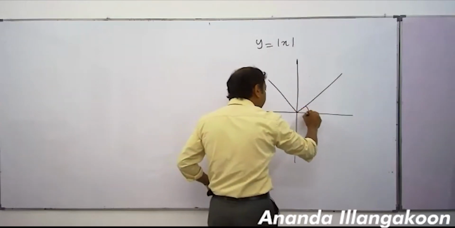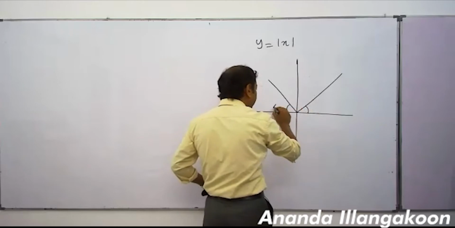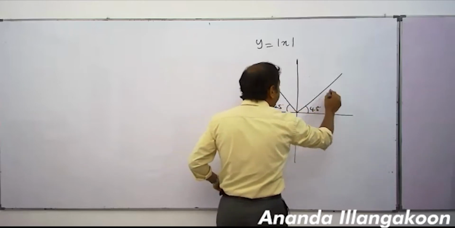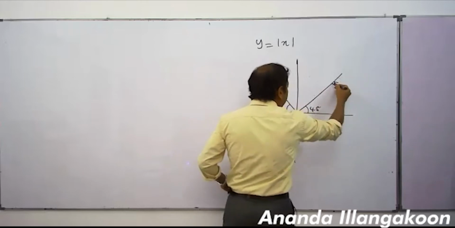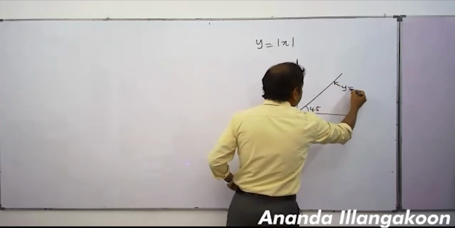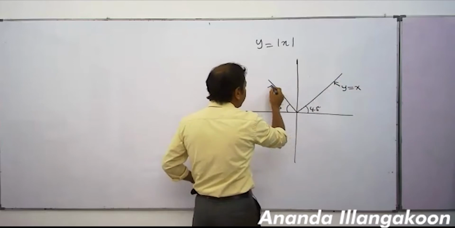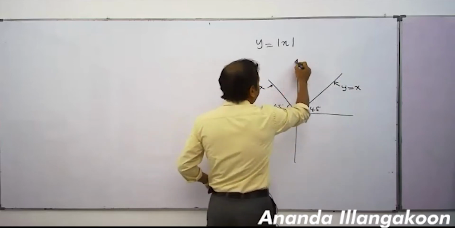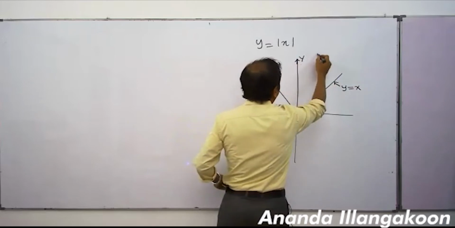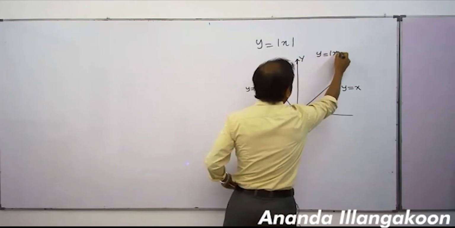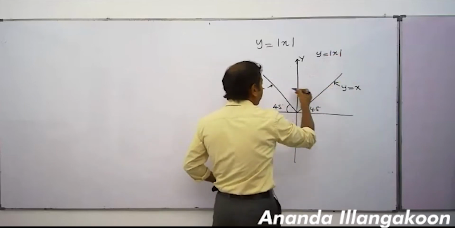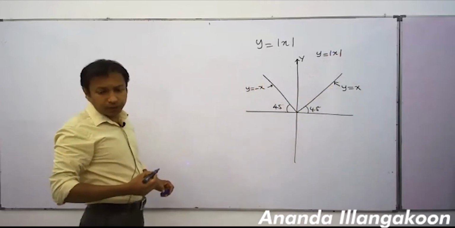This angle and this angle are equal to 45 degrees. Right? The equation of only this line is y equals x. The equation of only this line is y equals minus x. Then the single equation for both this part and this part is y equals mod x.